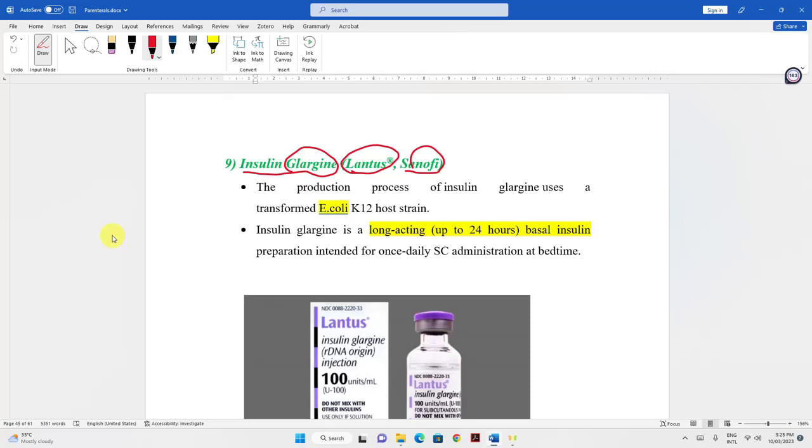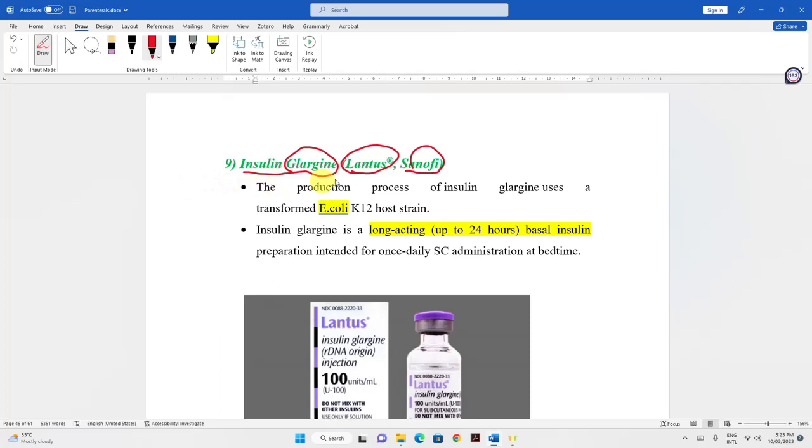And let me just clarify something. Not all of them are human insulin. Okay? Not all of them are human insulin. They can change the sequence of amino acids in the insulin in order, for example, to get different characteristics of insulin, such as longer duration of action or shorter duration of action.